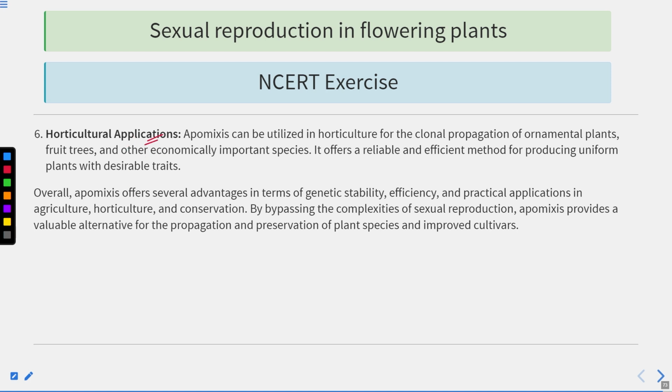The next is horticultural application. Apomixis can be utilized in horticulture for clonal propagation of ornamental plants, fruit trees and other economically important species. It offers a reliable and efficient method for producing uniform plants with desirable traits. So overall, apomixis offers several advantages in terms of genetic stability, efficiency, and practical applications in agriculture, horticulture, as well as conservation. By bypassing the complexities of sexual reproduction, apomixis provides a valuable alternative for the propagation and preservation of plant species and improved varieties.